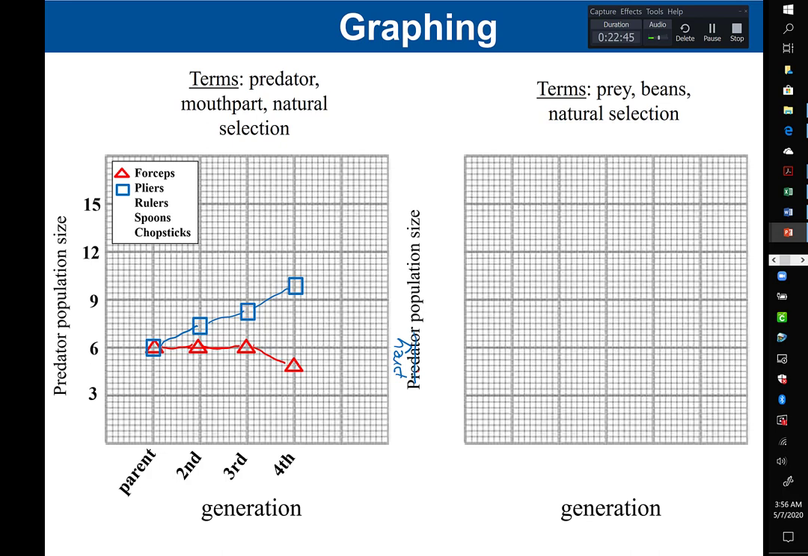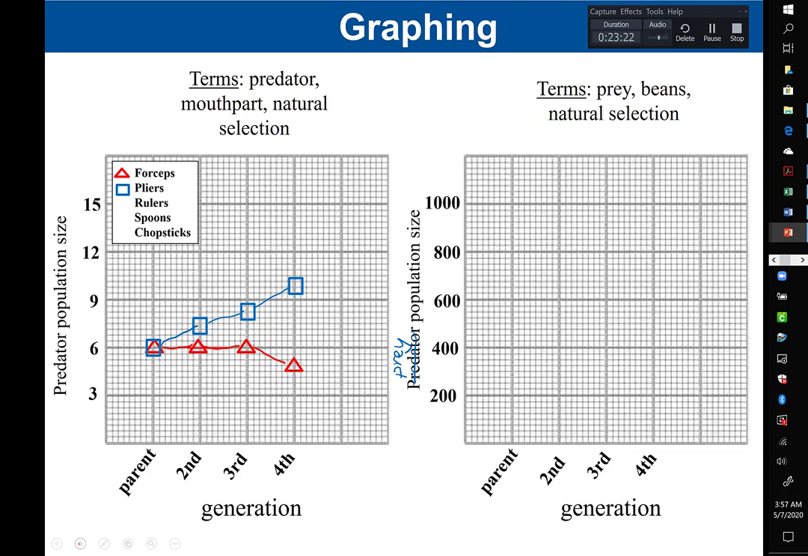And then again, I need to look at my prey population sizes. You'll notice that you had one that was in the 900s, so you have to make your scale accordingly. If I was doing this, I might make the scale 200, 400, 600, 800, 1000. And then my generations would still be parent, second, third, fourth. Again, I have five different types of prey, my different bean colors: green, red, white, brown, and black.